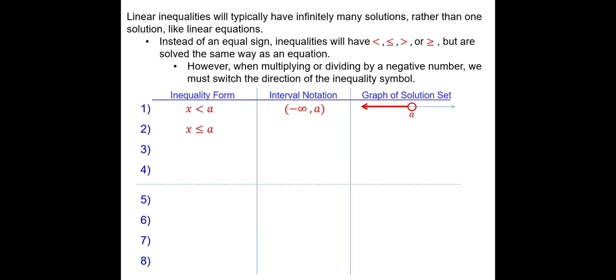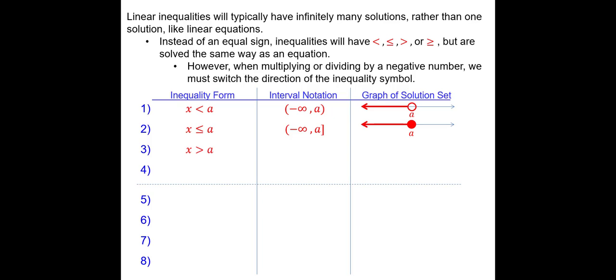Notice how this will be different if we had x is less than or equal to a. The only difference now is that we have a filled in dot at a to show that a is a possible answer. So the answer will still be all the values from negative infinity up to a, except we can now include a as our answer. And that's why we put a bracket on a.